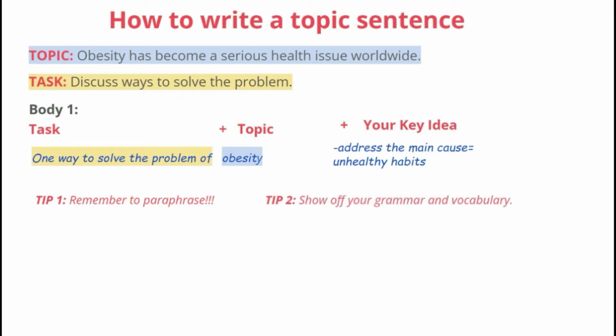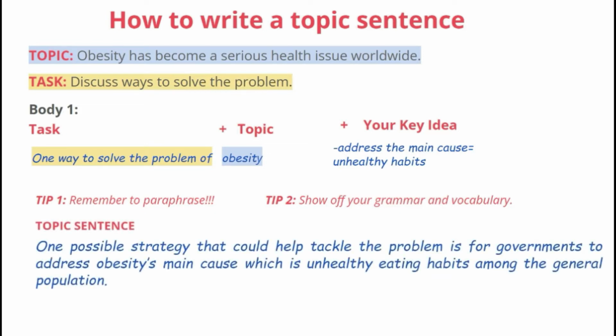Now, show off your grammar and vocabulary. Your ideas are already sorted, or the content of your sentence is already in front of your eyes. Now is finally the time to show the examiner what grammar and vocabulary you know. Here is how I wrote my topic sentence. One possible strategy that could help tackle the problem is for governments to address obesity's main cause, which is unhealthy eating habits among the general population.